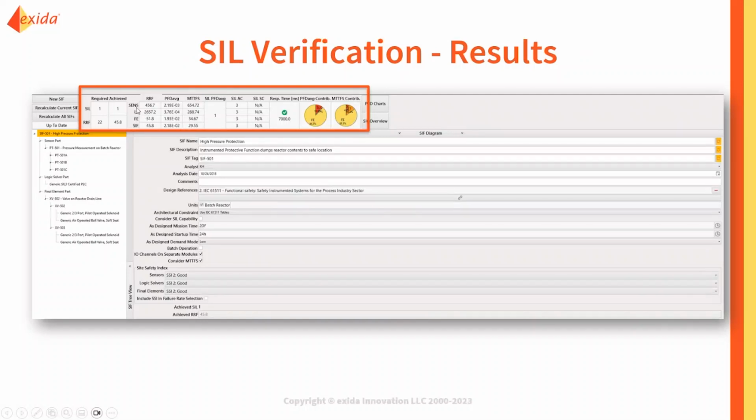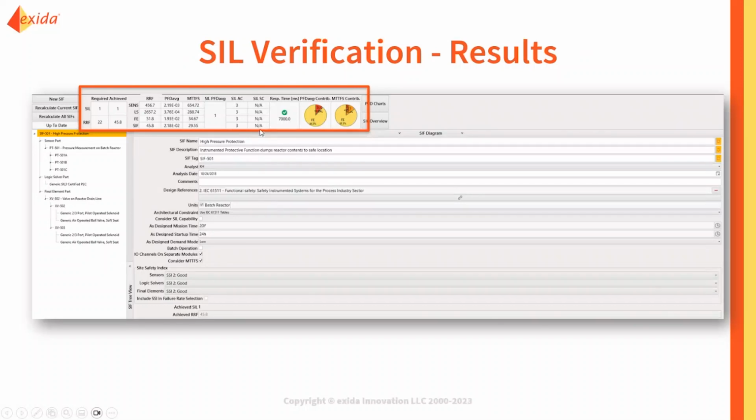Your achieved SIL and RRF are shown here, right next to their requirement. That requirement can be entered directly if you're starting with Silver, but if you've gone through the whole life cycle, it will already be there from your SIL selection and your SRS information. You can see your achieved SIL according to your PFD average, according to your architectural constraints, and if you're considering SIL capability within the tool, you'll be able to see that here as well.